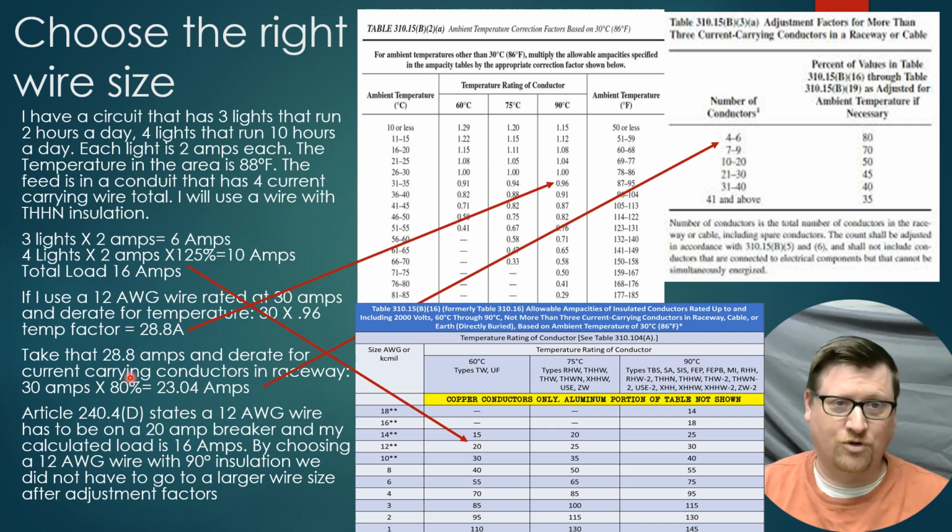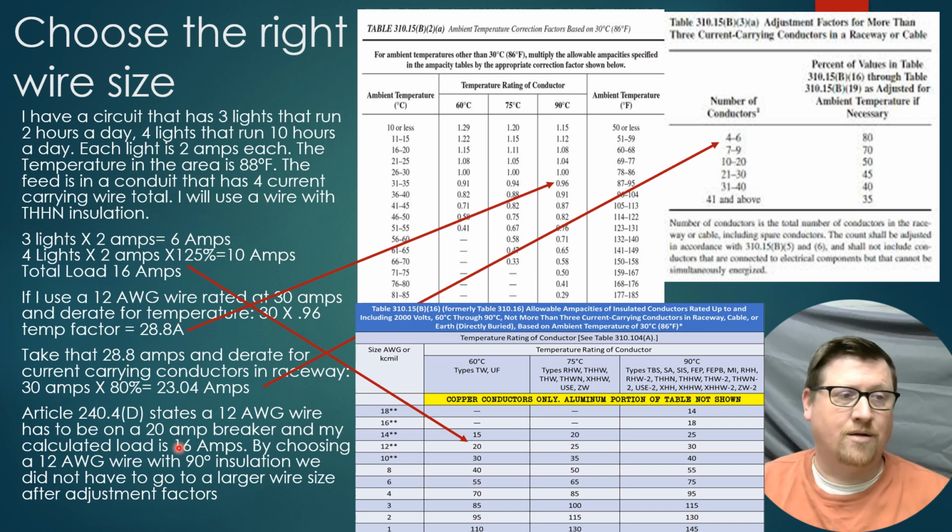We took our continuous duty and bumped up the amperage that we needed, and then we chose a wire for that bumped up size, and then our temperature derated that, and now from that previous derating, we're going to go farther. So I take that 28.8 amps and I multiply that by 0.80 or 80%. I get 23.04 amps.